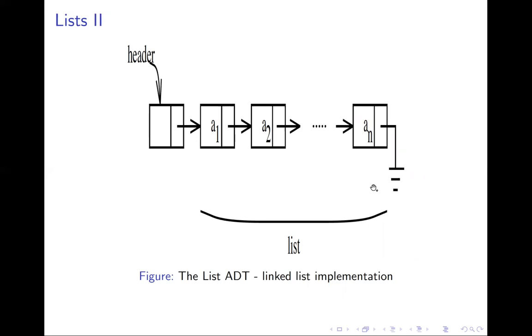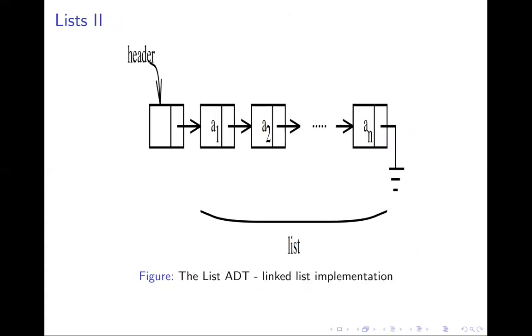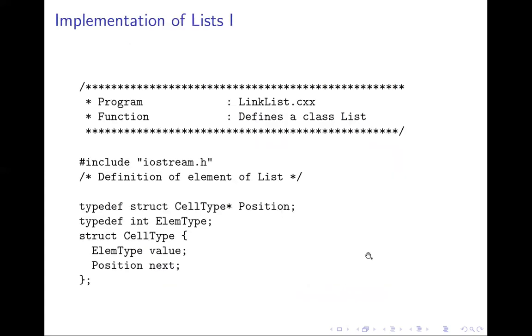So you could have an array representation or you could have a linked list representation. But the user application should be able to work in the same way with both the array representation and the linked list representation. Let's see how this happens. Okay, let's say this is the linked list representation.